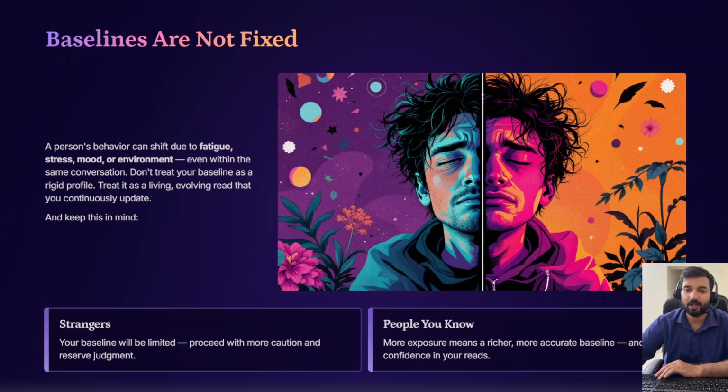Also, the more time you spend around someone, the more accurate your baseline becomes. With strangers, your baseline will be limited. With people you know well, your accuracy increases significantly.